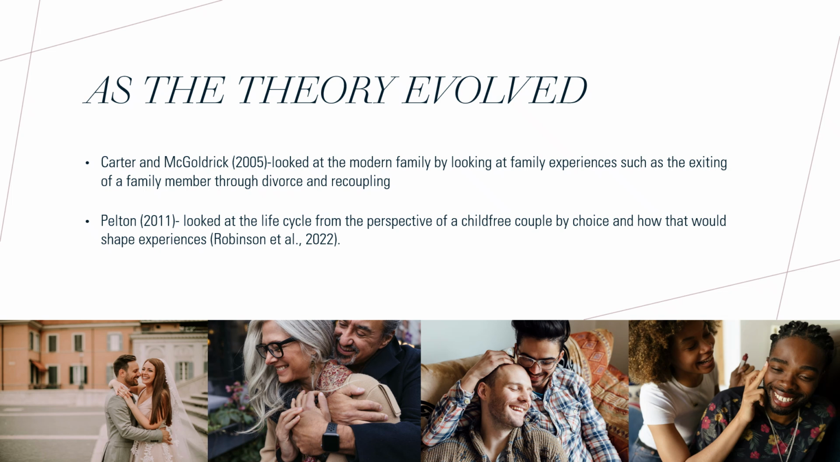Now, Pelton started looking at the life cycle of the theory for couples who decided to actively go child free. So this did not take into account the children part of the family. The question was how the couple navigates through life and those life cycles to have a support system later on in life that does not involve children, those kinds of things. And how does that look? So these are different theorists that took the same stages and then built onto them.